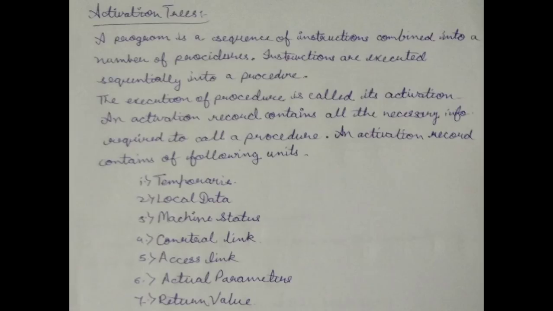Sixth, actual parameters. Actual parameters are the parameters passed in the parentheses for a given procedure. Like if we call a function named multiply(a, b), then a and b are the actual parameters passed into the function. Seventh, return value. Return value keeps track of the values returned to the program.